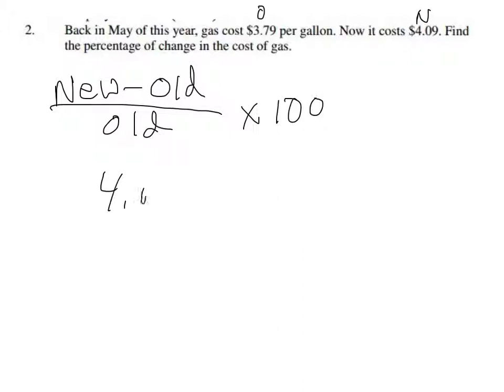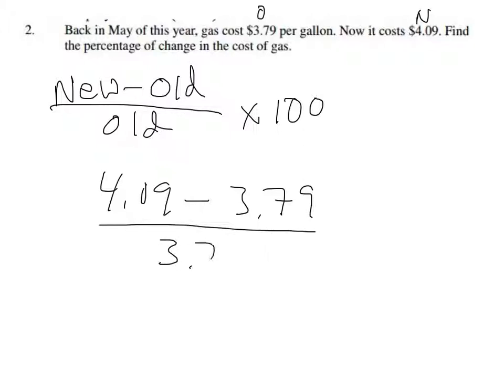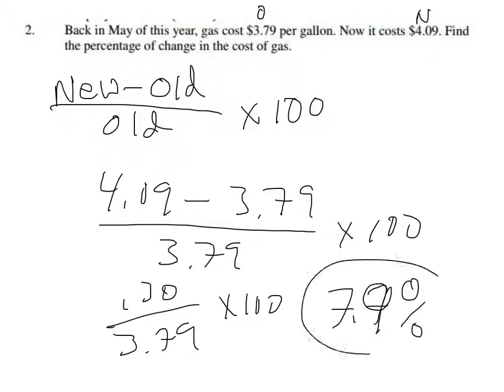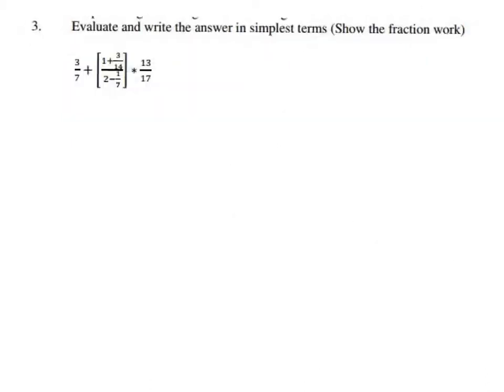So 4.09 is the new number minus the old cost of gas, divided by the old cost of gas, times 100. And I think you get 30 cents divided by 3.79 times 100. Which gave me about 7.9%.